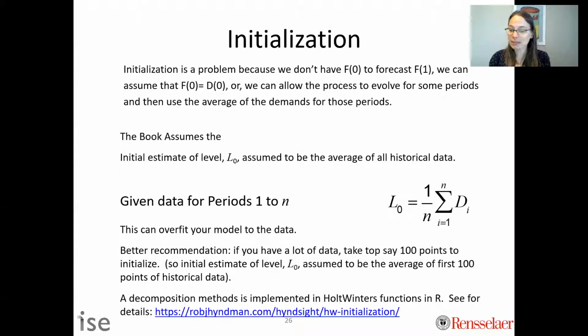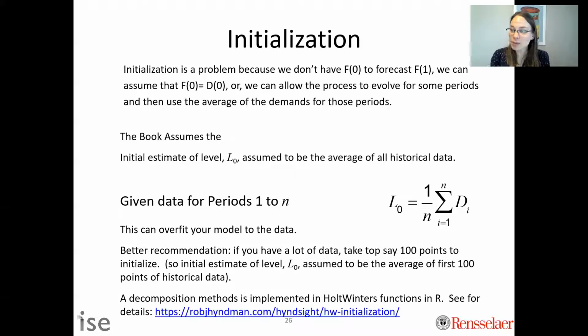What we're going to implement in R uses Holt-Winters. If you're interested in the details, I give a link there, but it basically uses a decomposition method. You can think about it kind of like a regression. I'm going to take a regression on the past data, and then I'm going to use B of 0 as my initialization.